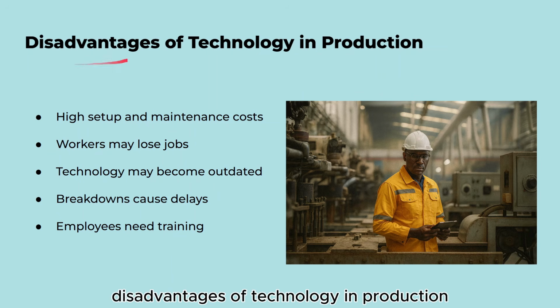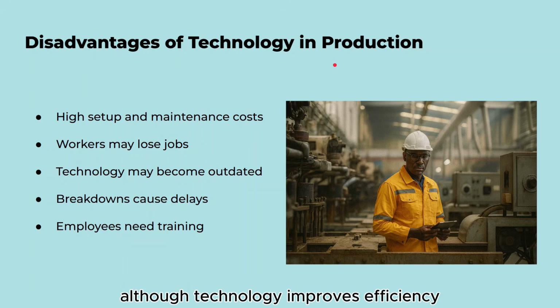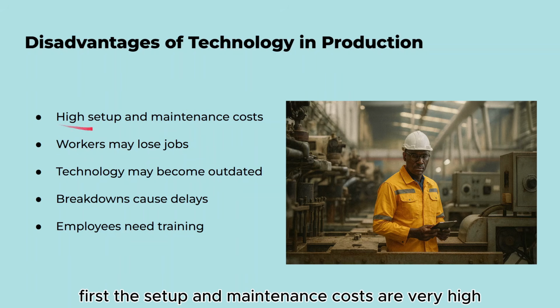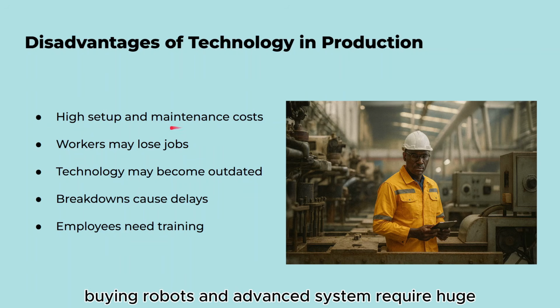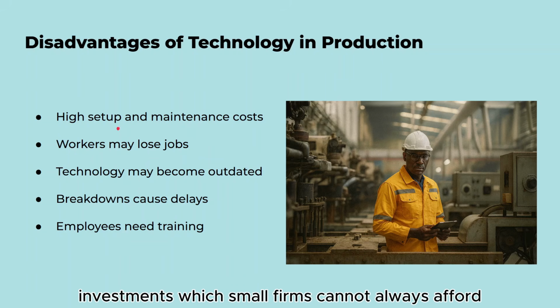And the last one, disadvantages of technology in production. Although technology improves efficiency, it also has disadvantages. First, the setup and maintenance costs are very high. Buying robots and advanced systems requires huge investment, which small firms cannot always afford.